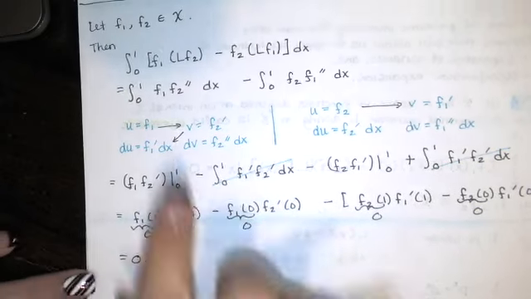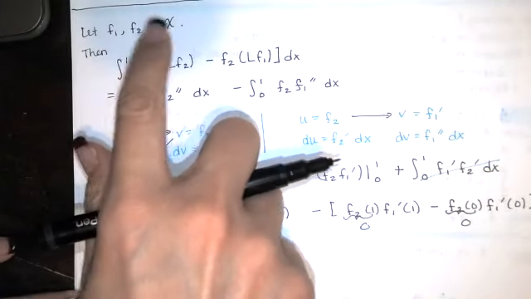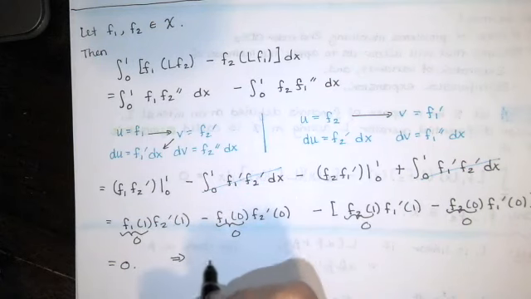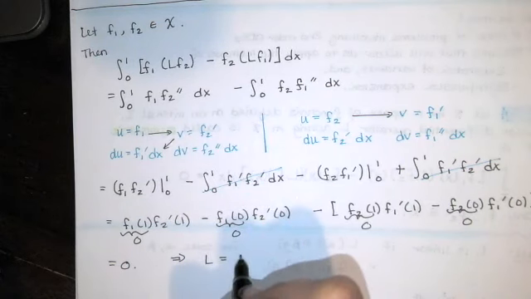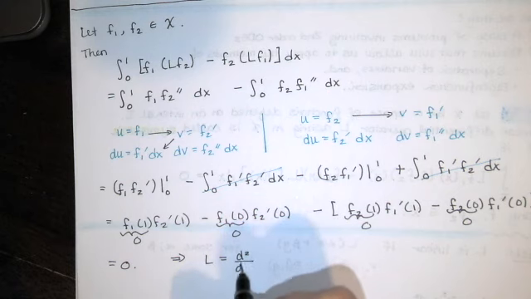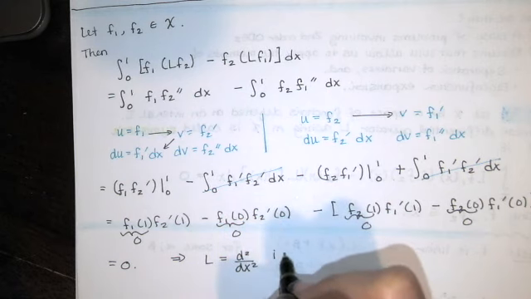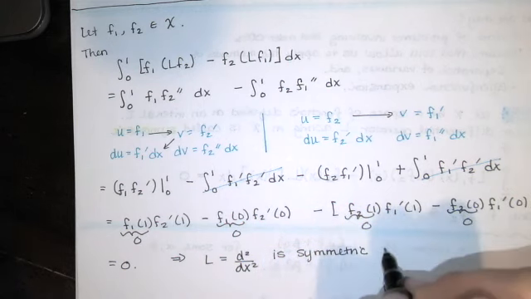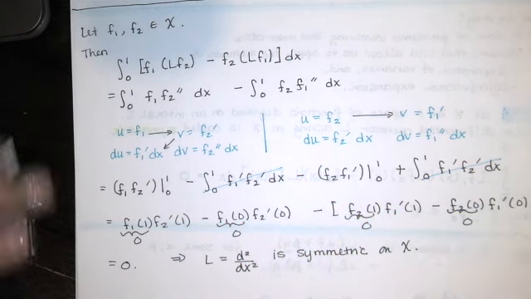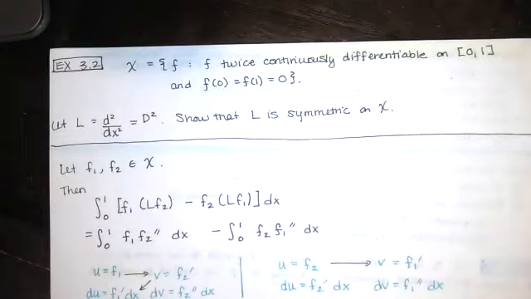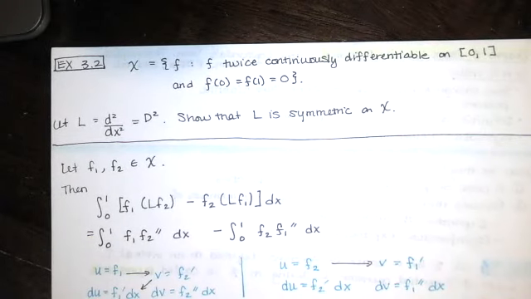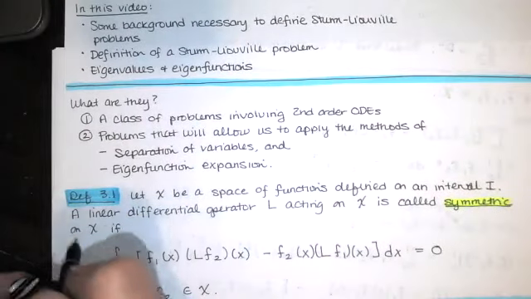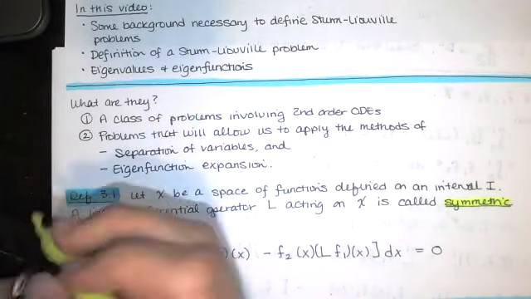Now, since that is true for any functions f1 and f2 in that space chi, that means our linear differential operator, which is the second derivative operator, is symmetric on chi. Now, one thing I want you to notice is that it's symmetric on chi. Maybe we should highlight that as well.